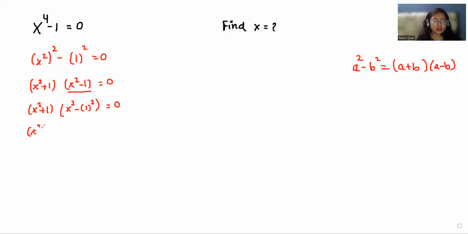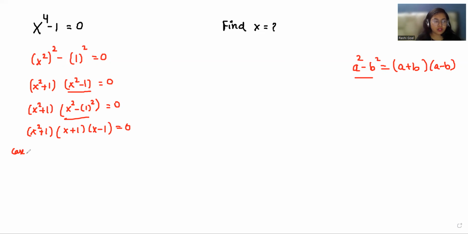Again, in this case, we can use this identity, (a plus b)(a minus b). So we can write it as (x plus 1)(x minus 1) equals 0. Now we have three roots for this equation.